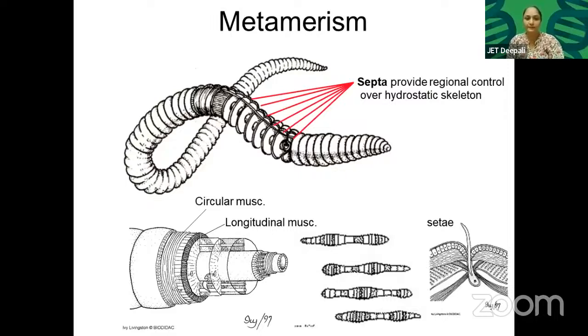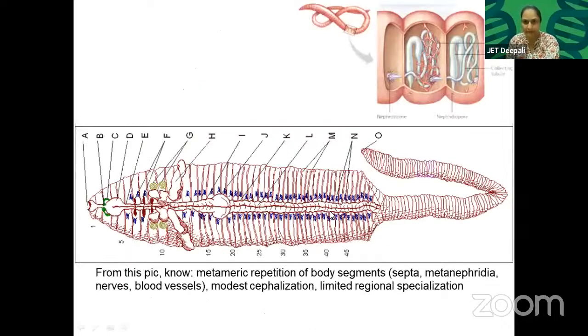See, this is an example of the diagram of an earthworm. You can see the septa here. This is the clitellum. This is the LS of an earthworm.